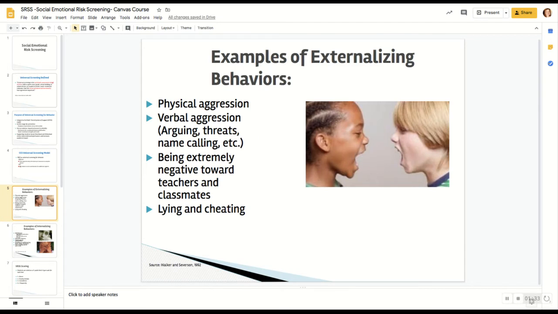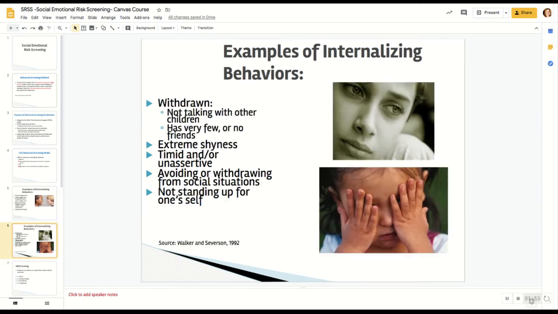The assessment looks at examples of externalizing behaviors, including physical aggression, verbal aggression, negativity, lying, cheating. All of those are considered to be behaviors that are indicators of externalizing social emotional risk. We also look at examples of internalizing behaviors, being withdrawn, extremely shy, timid, avoiding or withdrawing from social situations, not standing up for oneself. Those are all behaviors that are indicators of internalizing social emotional risk.